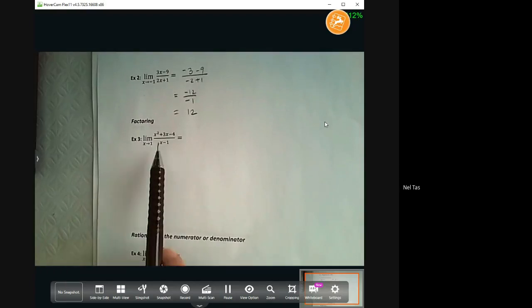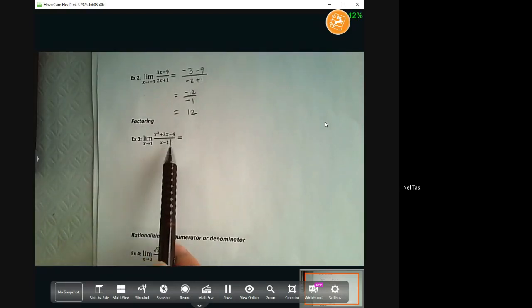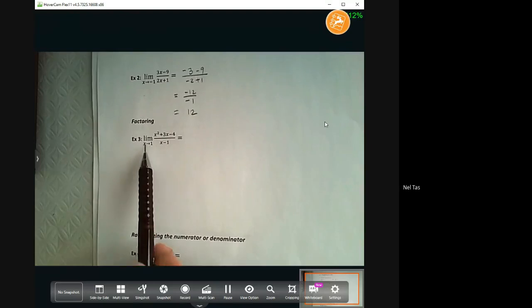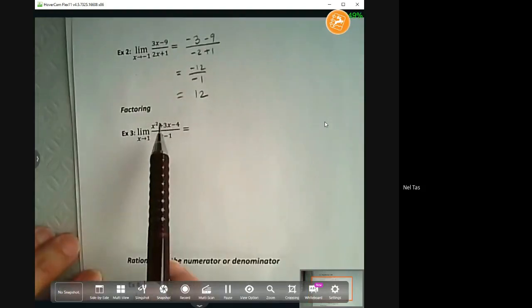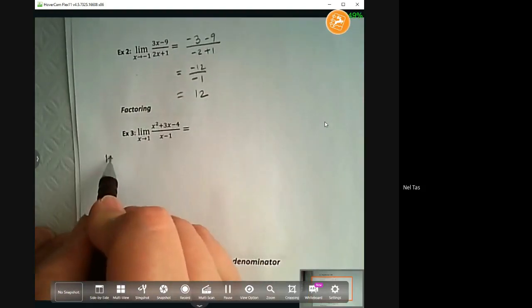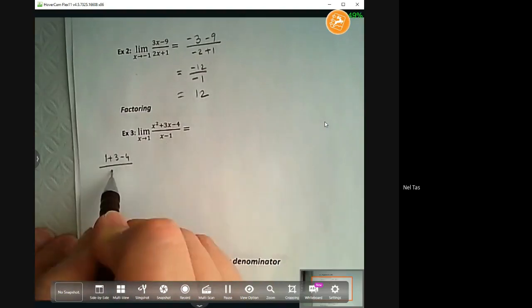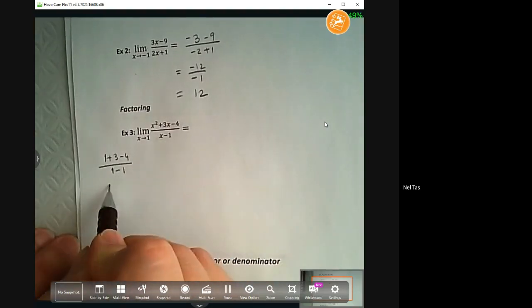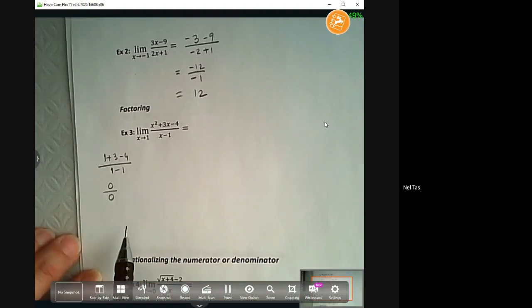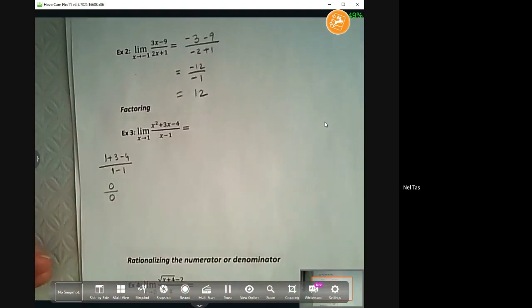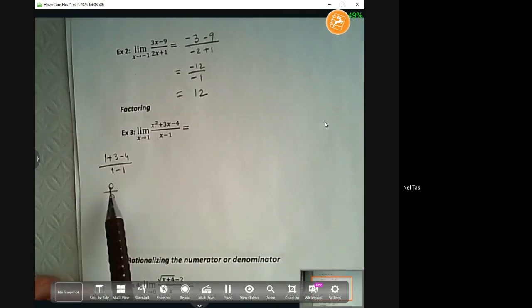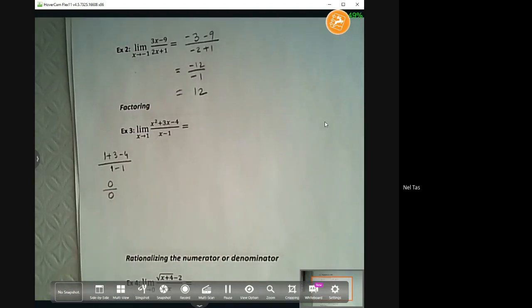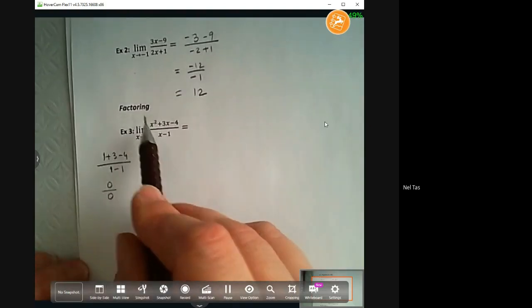Let's say we have the limit of x squared plus 3x minus 4 over x minus 1 as x approaches 1. When you substitute 1, what do you get? 1 plus 3 minus 4 over 1 minus 1. So you have 0 over 0, which means you cannot use the substitution method. But first you try if it is going to work. When you get 0 over 0, you say, I have to use something else to calculate the limit. One of the methods is factoring.